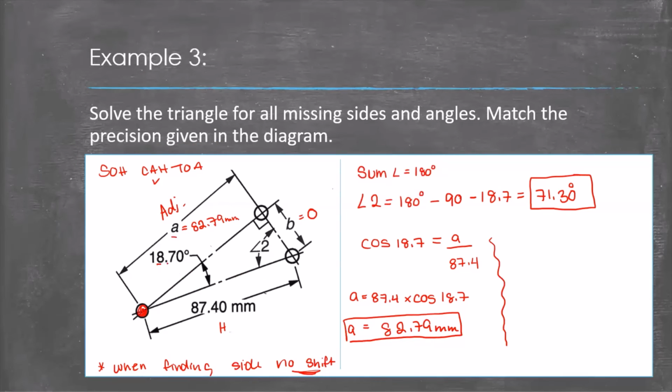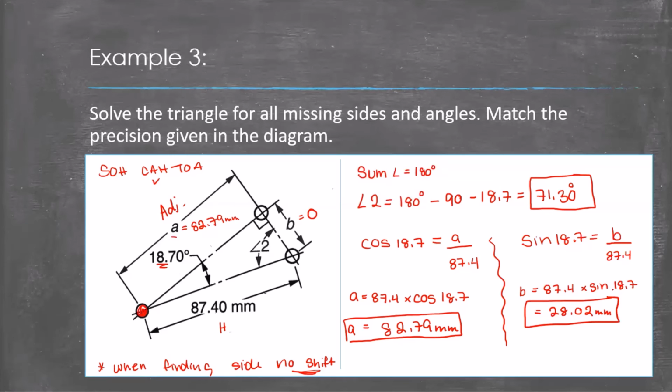So if we go back to this 18.7, if I know I haven't calculated, I know it's right. I know the hypotenuse is right. Is there a ratio that uses an angle, hypotenuse, and opposite? Of course there is. There's sine. So the sine of 18.7 is equal to B, which is opposite, divided by the hypotenuse, which is 87.4. Rearranging, you'll get B equals 87.4 times the sine of 18.7, which happens to give you a value of 28.02 millimeters.